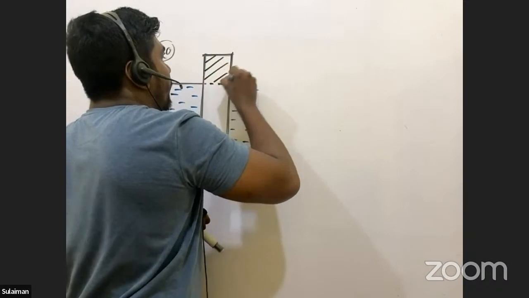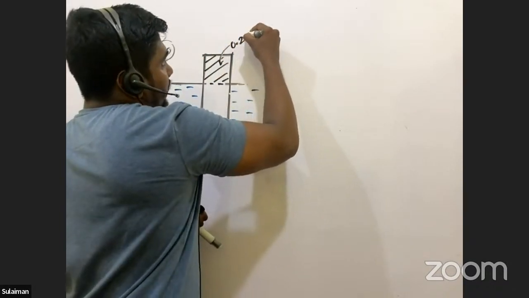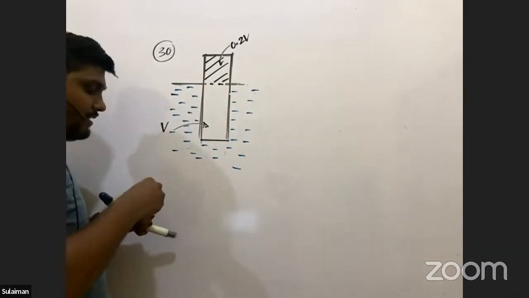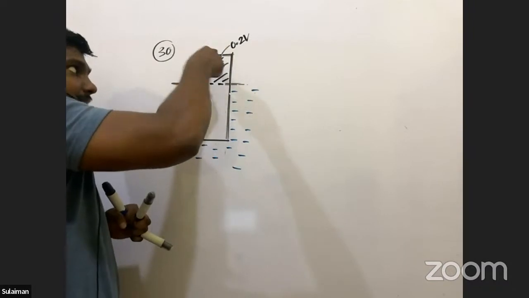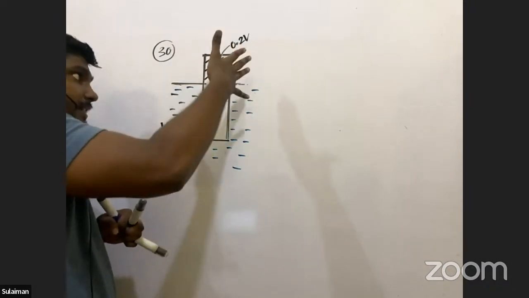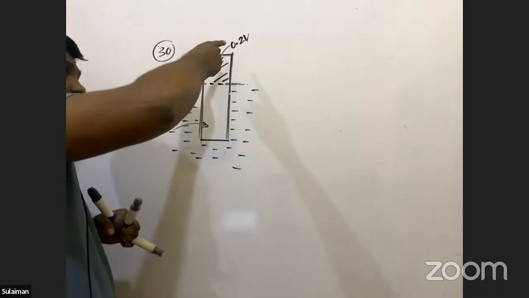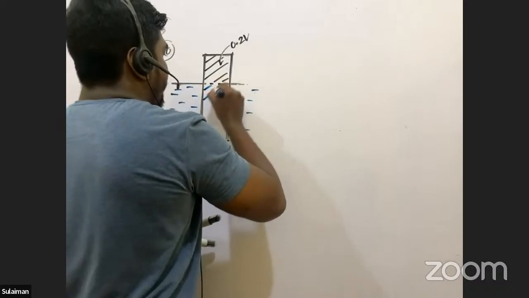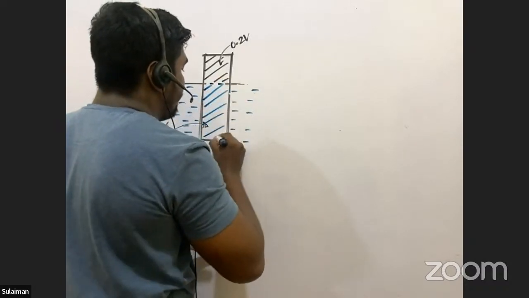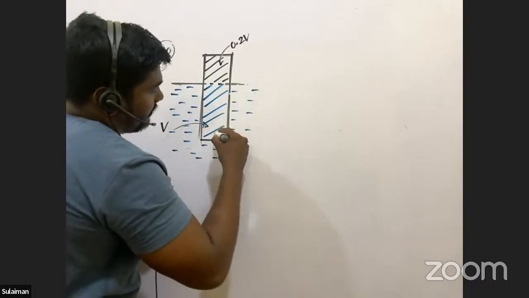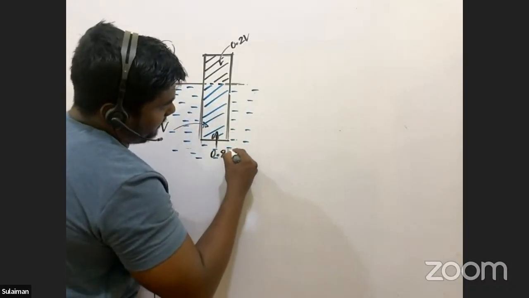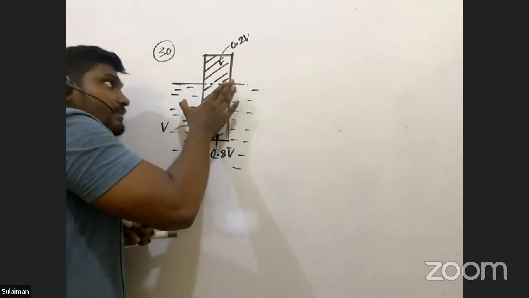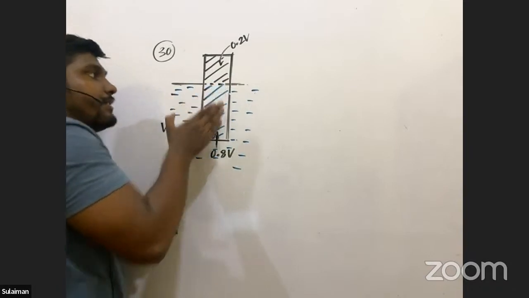Volume above the water is 0.2 V. What is the volume submerged in the water? The total volume is capital V, so the submerged volume is V minus 0.2 V, that means 0.8 V. Now we know that initially this object is submerged and in equilibrium.